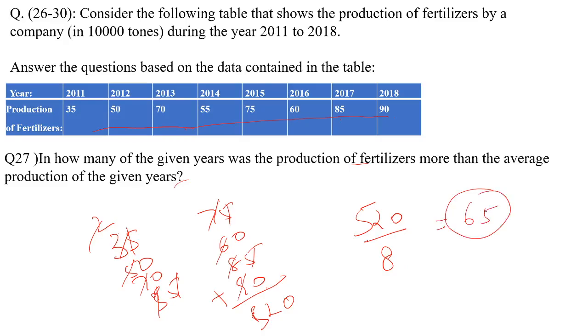We have to check how many values are above 65. So we can see here 1, 2, 3, 4, these values are above 65. So let's check the options. Option number 4 is correct. More than 65, there are 4 fertilizer companies.